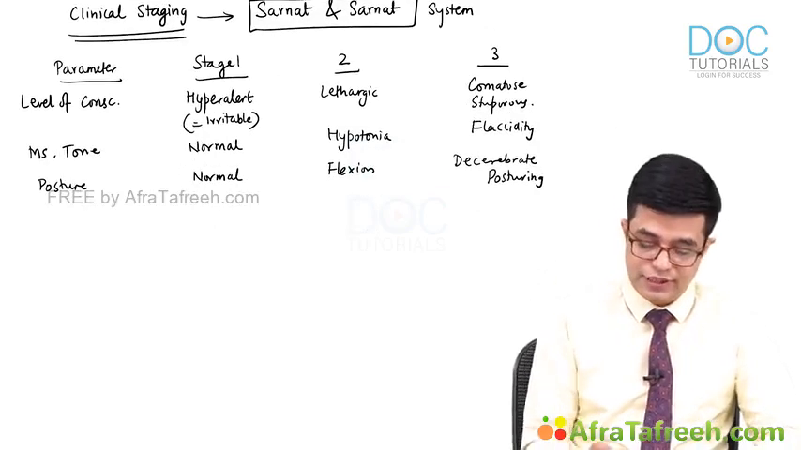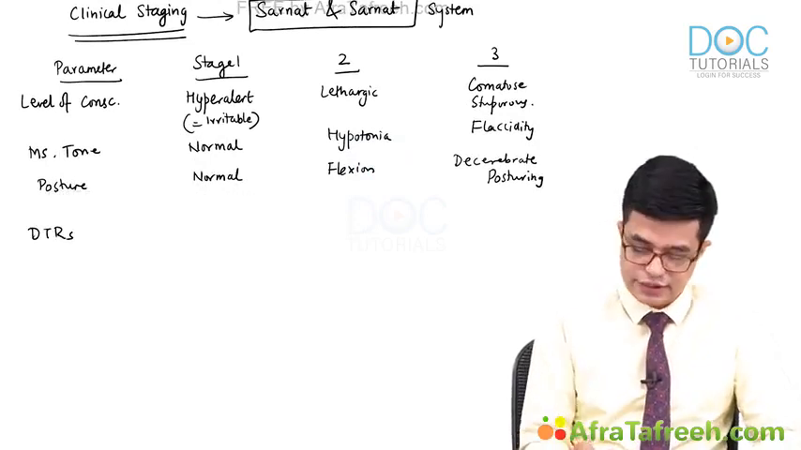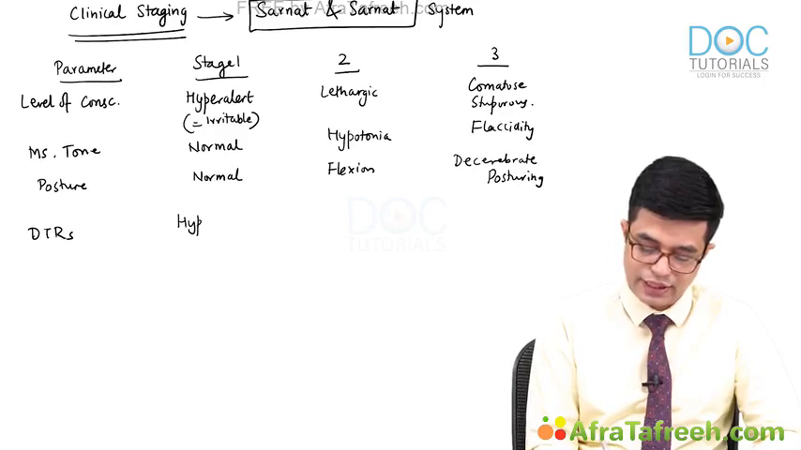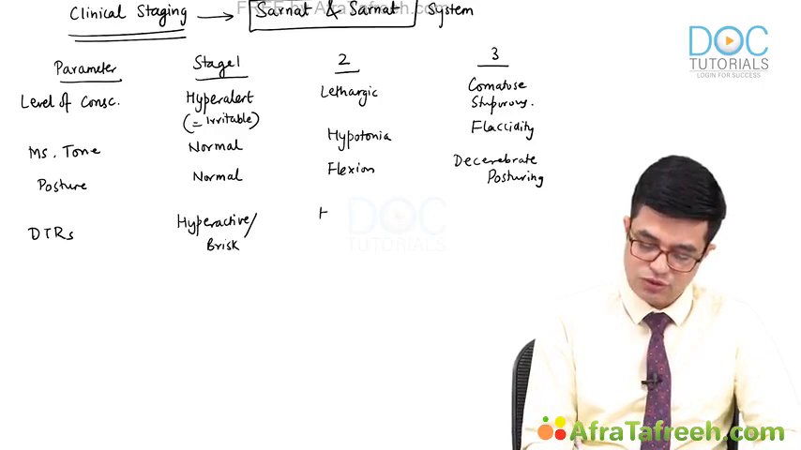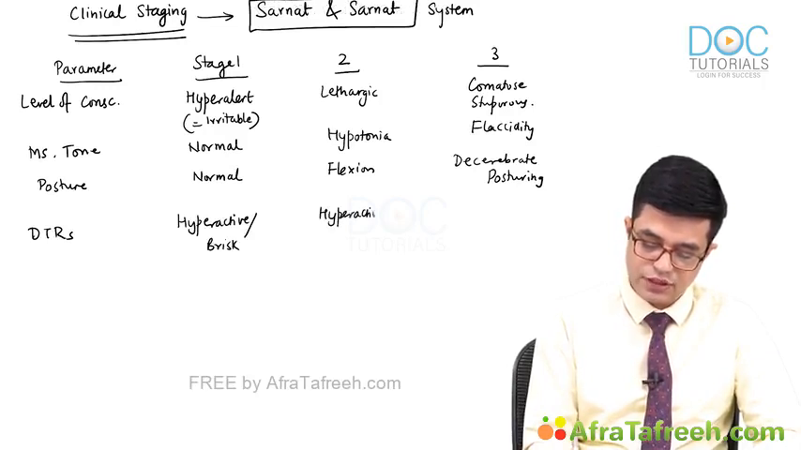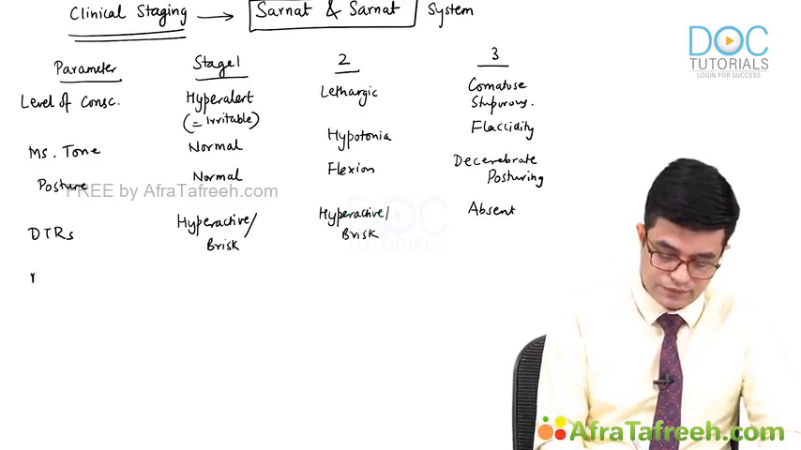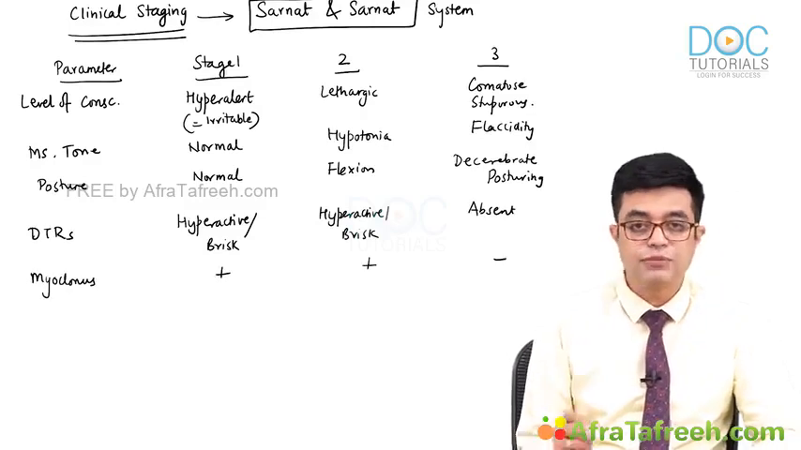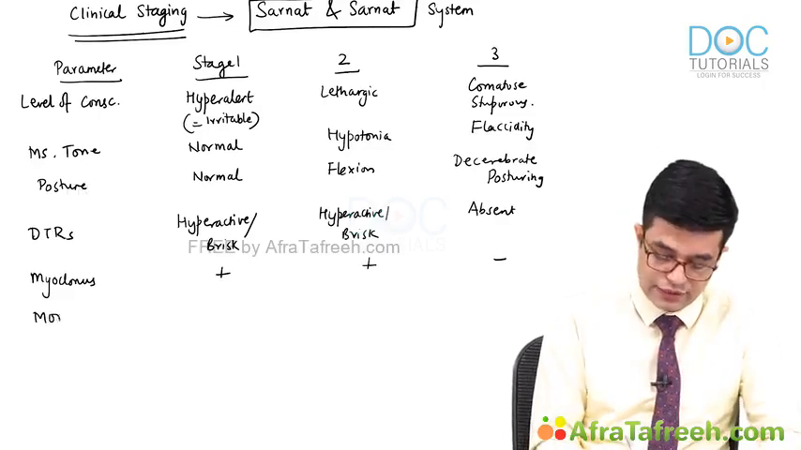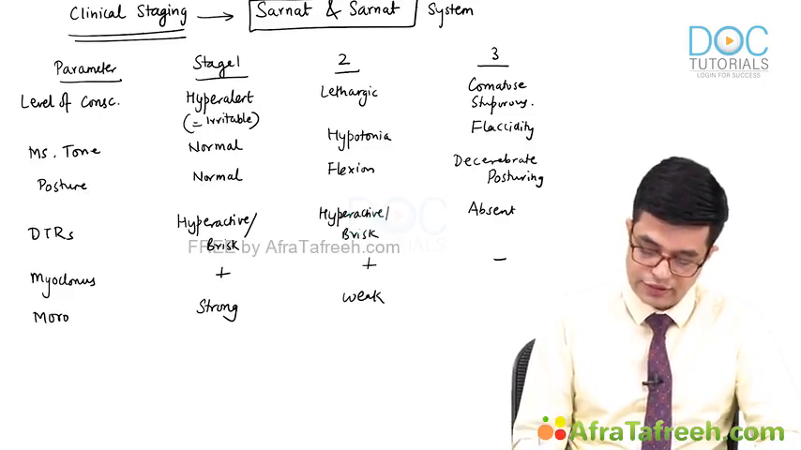Then we come to deep tendon reflexes or clonus activity. In stage 1, the deep tendon reflexes are hyperactive or brisk. Stage 2, again the same, hyperactive or brisk. Stage 3, they are absent, so they tend to disappear in stage 3. Myoclonus. When you check for myoclonus, it is present, present, absent. Moro reflex. It is strong, it is weak, it is absent.